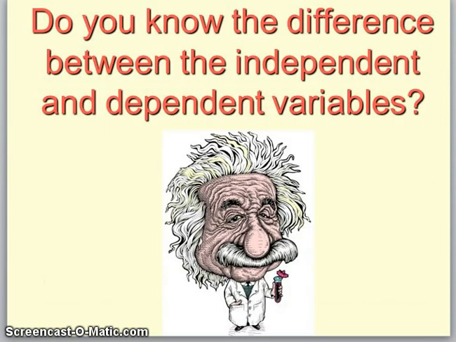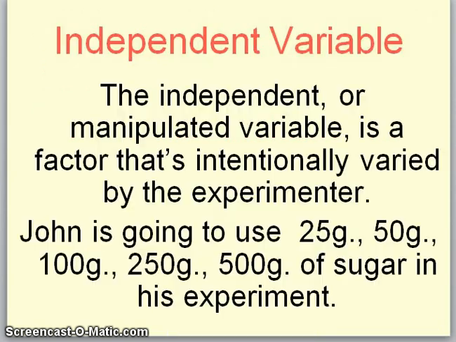And again, what is the difference between these two? Hopefully you came up with what you think independent and dependent mean, because we're going to go over those right now. The independent variable is the one we're going to start with first. Again, don't write this down. I'll give you an easier definition at the end that will help you remember it. But what it actually is, is a manipulated variable. It's the thing that's being changed, a factor that's intentionally varied by the experimenter.